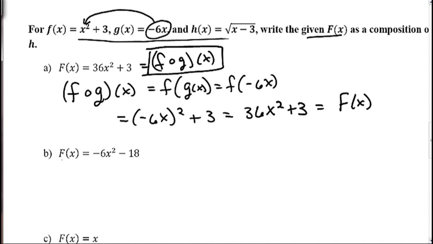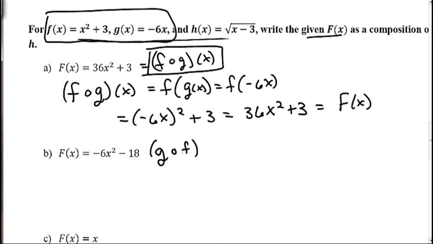In our next example, we have capital F is equal to negative 6x squared minus 18. So what combination of these functions could I use to come up with this? Well, I have a negative sign out front here, which leads me to believe that I might need to use this function g. And then I've got an 18 here, so I'm guessing that I have to use these two functions again, but probably in the other order. So my guess is that it's going to be g of f of x.